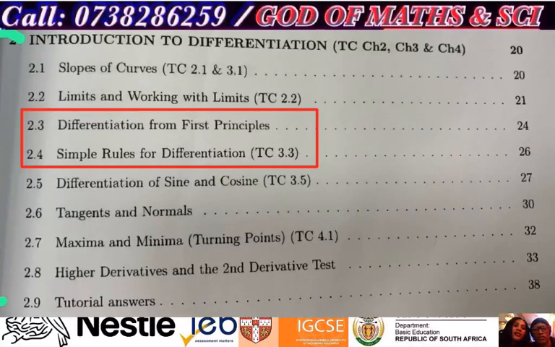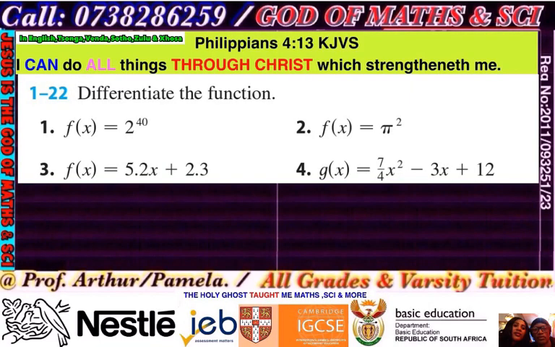All right, so now we're doing 2.4. That's where we're at. 2.4. All right, rules. Normally, they tell you the derivative of a constant is 0. Am I right?